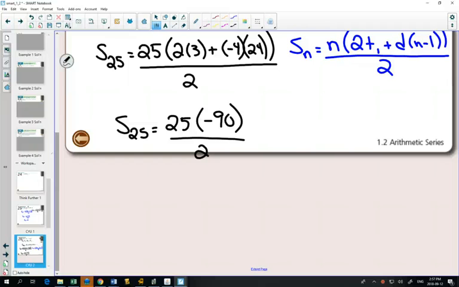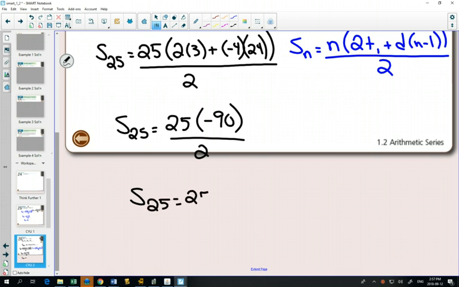Now you would be allowed a calculator for this, okay? Did I get the negative 90 right? Someone checking along with their calculator? Let me know if I make a mistake. Now, you could do this with a calculator, but if I didn't have a calculator, this is what I would do.